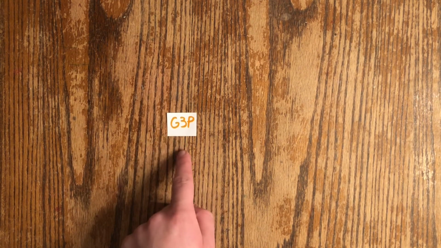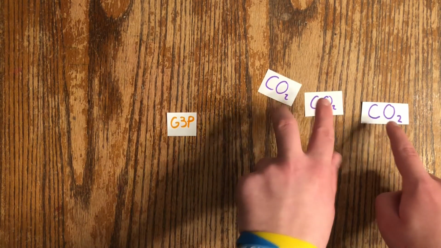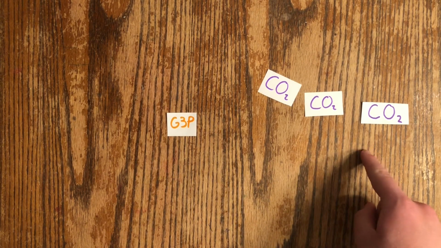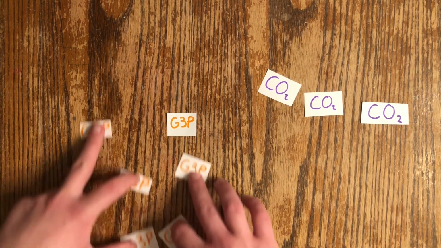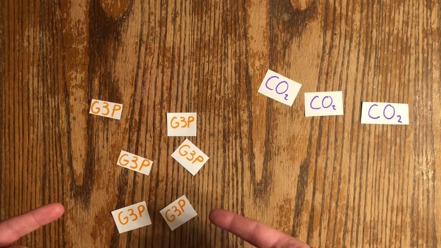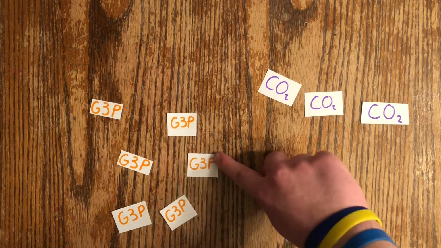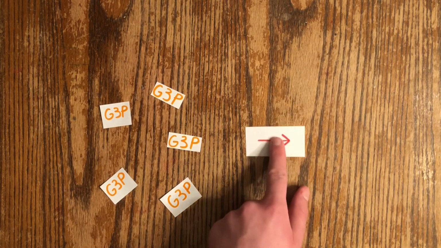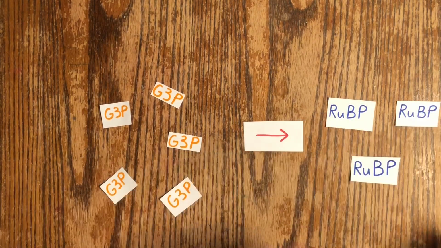In order for one G3P to exit the cycle and go towards glucose synthesis, 3 CO2 molecules must enter the cycle, providing 3 new atoms of fixed carbon. When 3 CO2 molecules enter the cycle, 6 G3P molecules are made. 1 leaves the cycle and is used to make glucose, while the other 5 must be recycled to regenerate the 3 molecules of the RuBP acceptor.